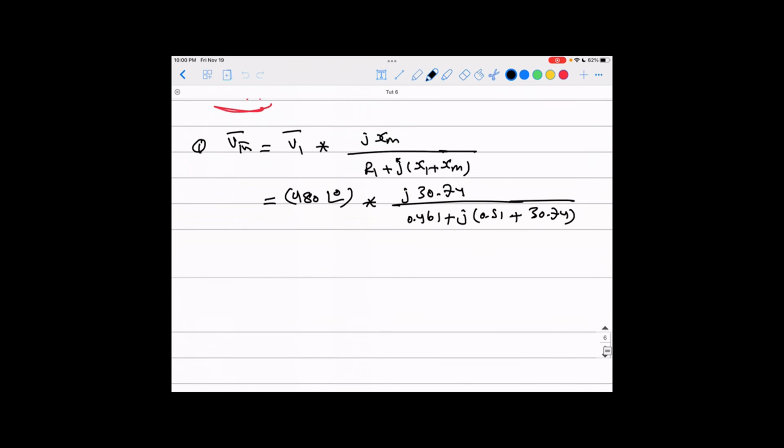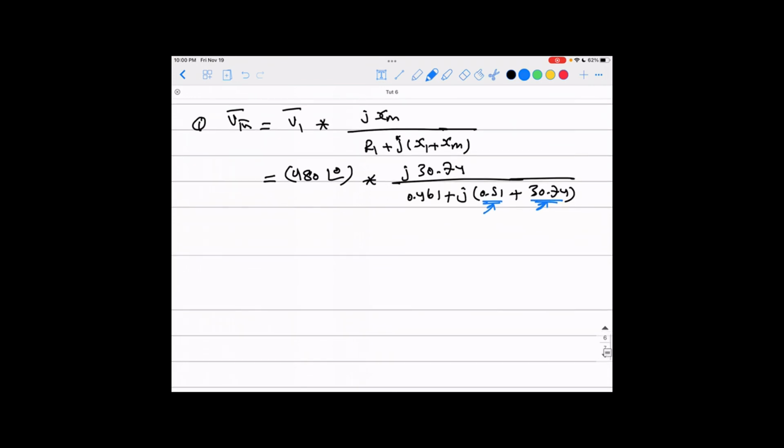By the way, I don't need to remind you that Xm and Rc are very, very high compared to X1 and X2. As seen here, Xm is 30.74, while X1 is 0.5. So again, all the numbers mean something. Okay, guys?